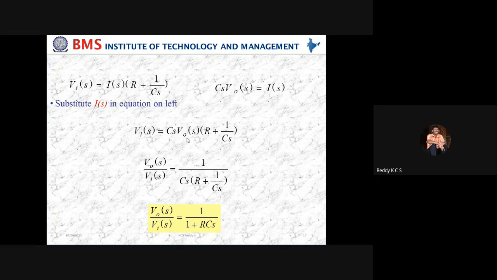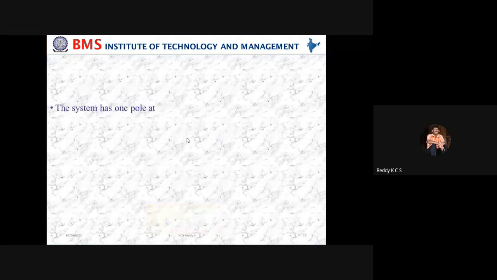Now if you take the LCM in the R plus 1 by CS function, I'll get 1 plus RC into S, where RC is the constant. So we can write 1 by 1 plus RC into S. This is a first order equation. Here the system has one pole at S is equal to minus 1 by RC.